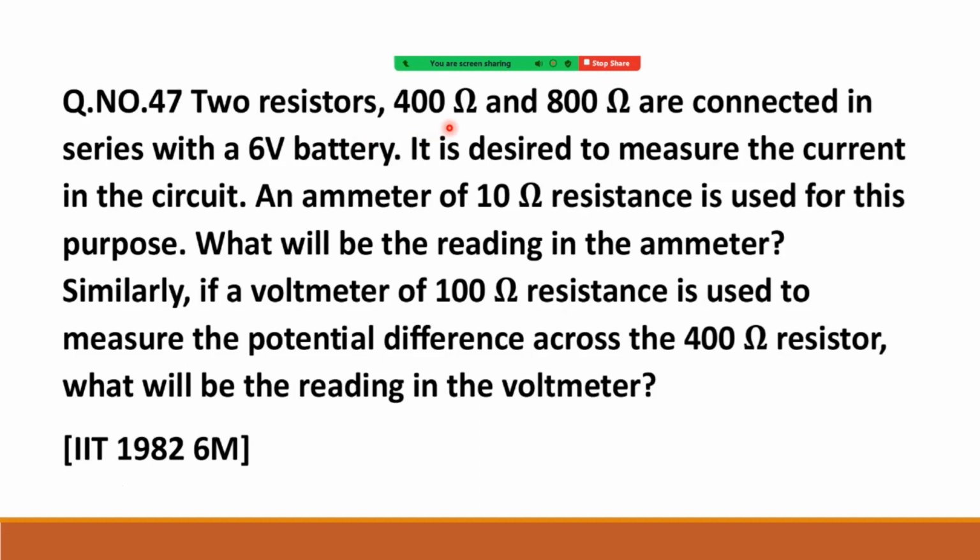And see the next one. Two resistors, 400 ohm and 800 ohm, are connected in series with a 6 volt battery. It is desired to measure the current in the circuit. An ammeter of 10 ohm resistance is used for this purpose. What will be the reading in the ammeter? Similarly, if a voltmeter of 100 ohm resistance is used to measure the potential difference across the 400 ohm resistor, what will be the reading in the voltmeter? This is a question asked in 1982 for 6 marks. Let us see how to solve it.